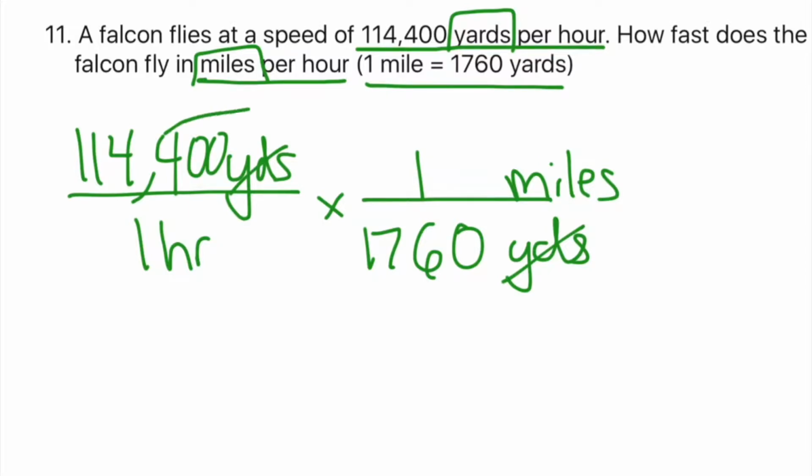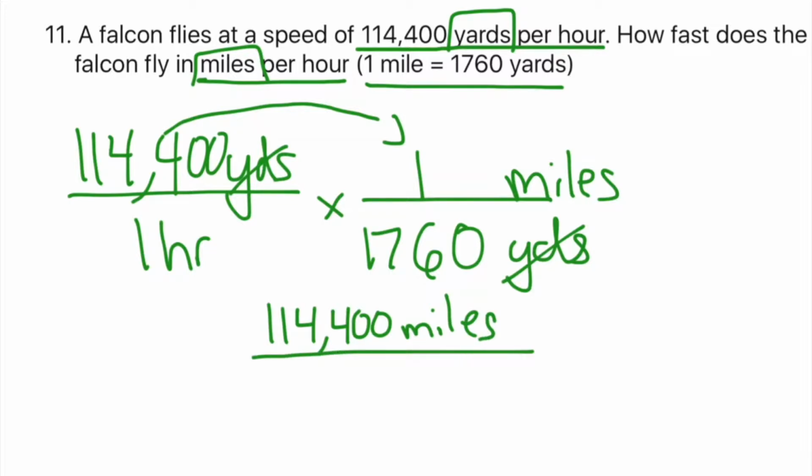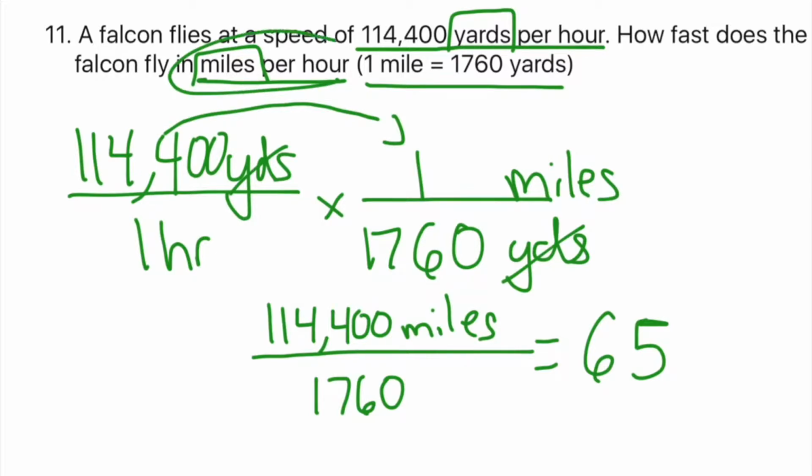So 114,400 times 1 is 114,400 miles, all over 1760. Remember, our yards canceled out. So when we just do the division now, it comes out to 65. And make sure you look at what unit they want the answer in, and it's miles per hour.